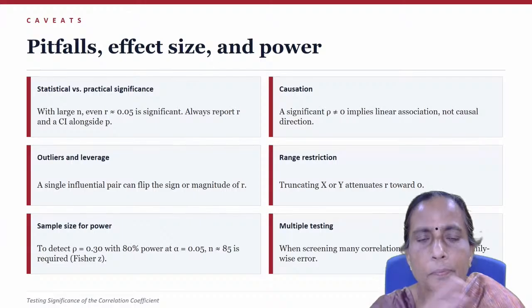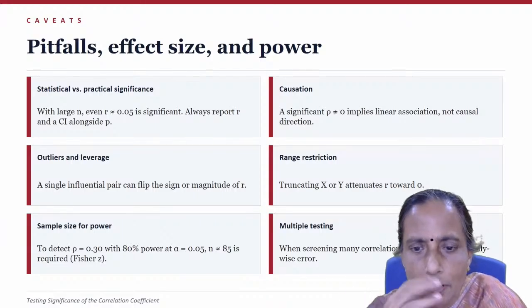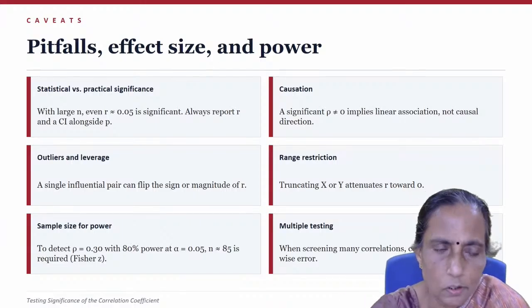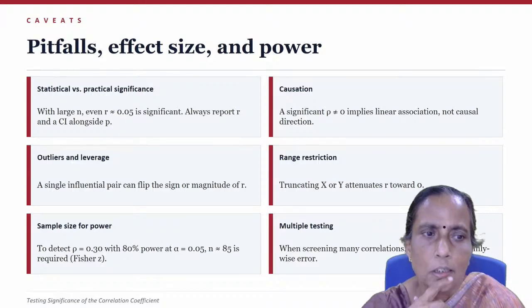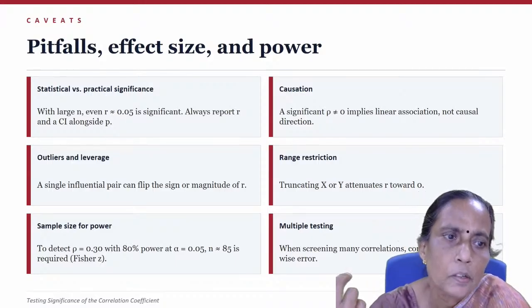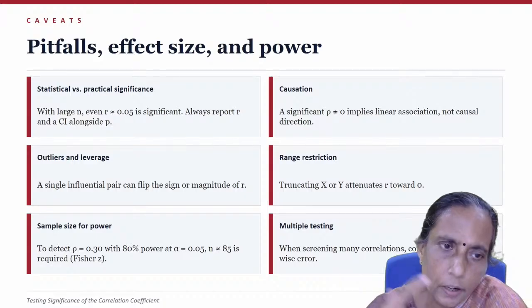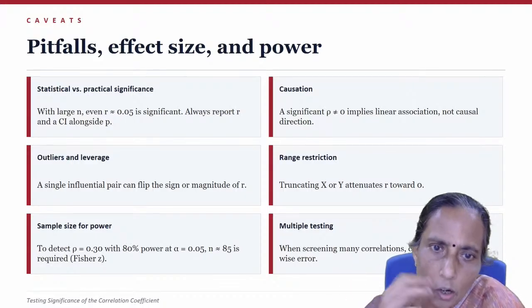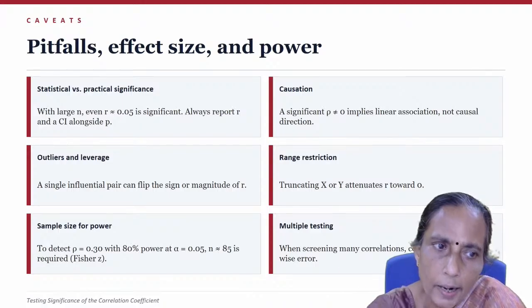So pitfalls, effect size, and power of this particular test: with large n, even r equal to 0.05 is significant. Always report r and the confidence interval alongside p.